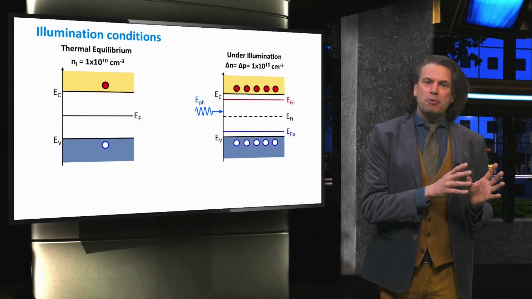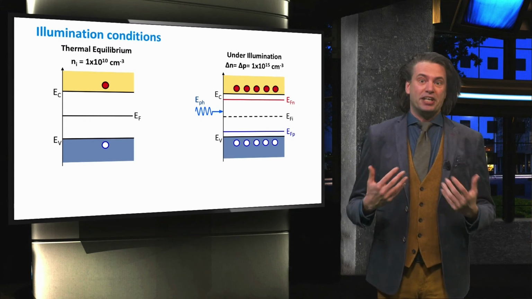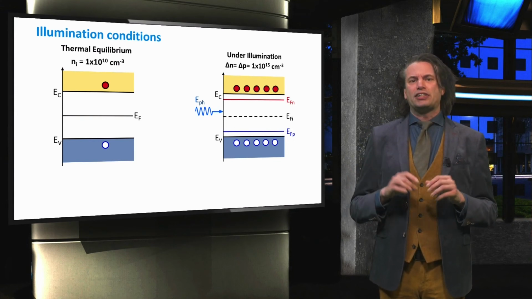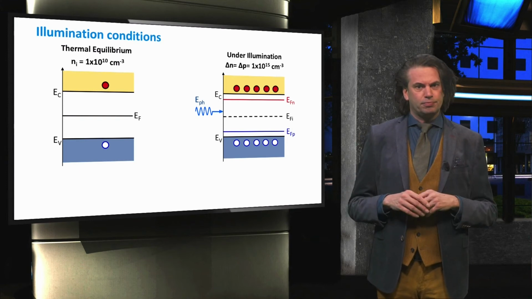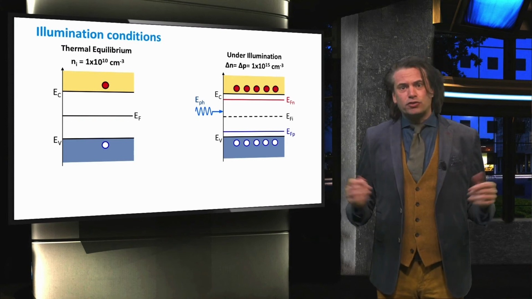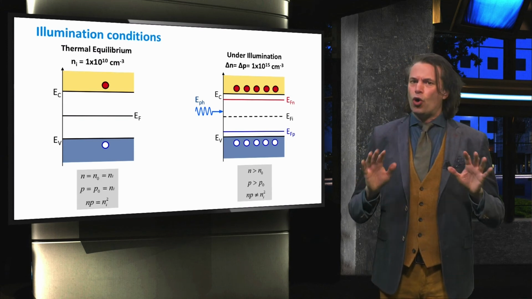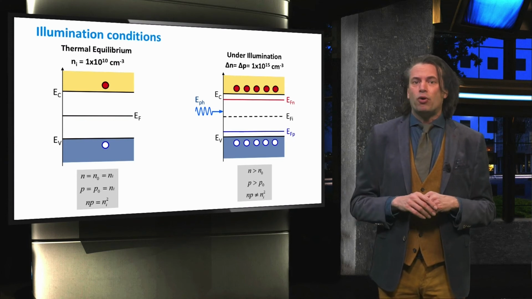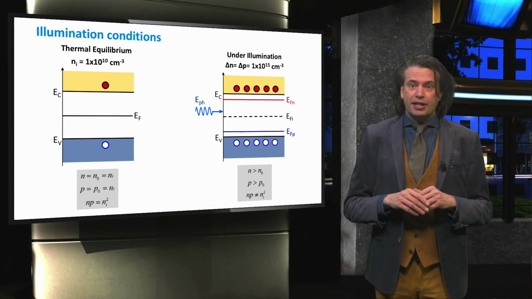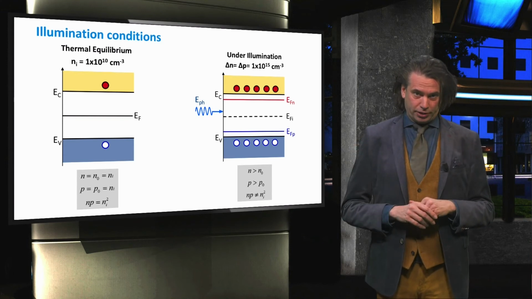Going from equilibrium to a non-equilibrium state, such as under illumination, we use two quasi-Fermi levels, one for the holes and one for the electrons. A consequence of this situation is that the mass action law does not hold, and the product of the concentrations of electrons and holes is no longer equal to the intrinsic density squared, Ni squared.